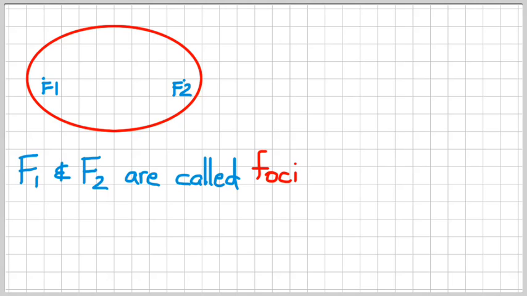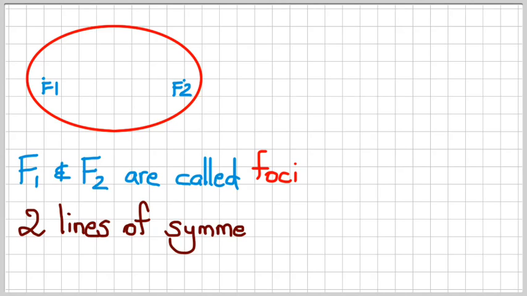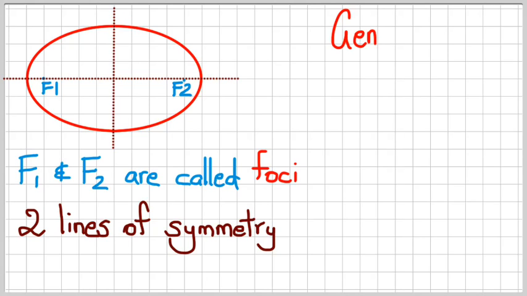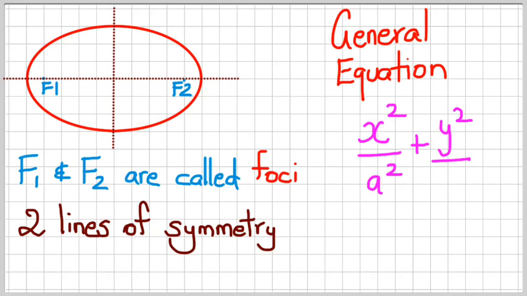Now, these 2 points F1 and F2 are called the foci of the ellipse. Also, there are 2 lines of symmetry in this ellipse, one on the horizontal axis and one on the vertical axis. And finally, the general equation of an ellipse is a little similar to the circle, but with some variations: x squared over a squared plus y squared over b squared is equal to 1. This is the general equation of an ellipse. In the next slide I'll be going into more details, just so you get the hang of this equation.